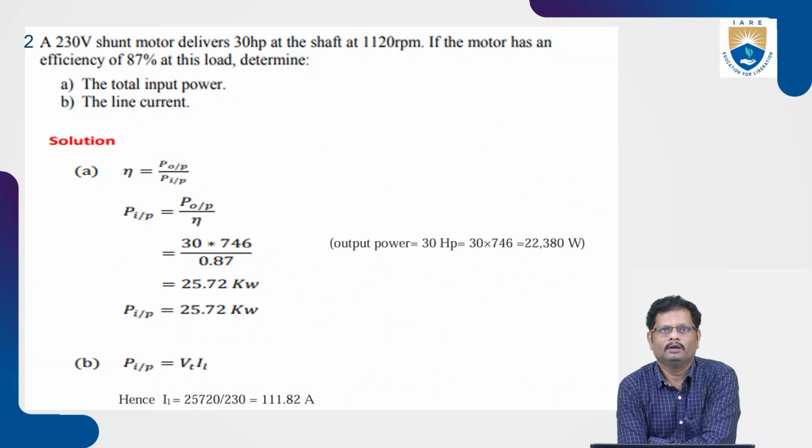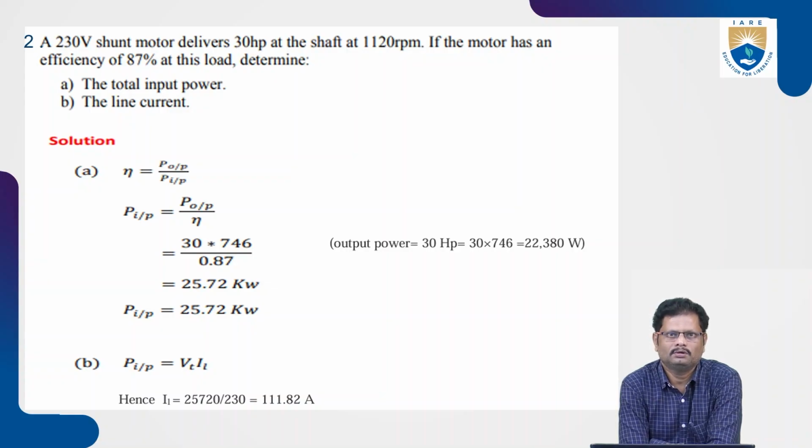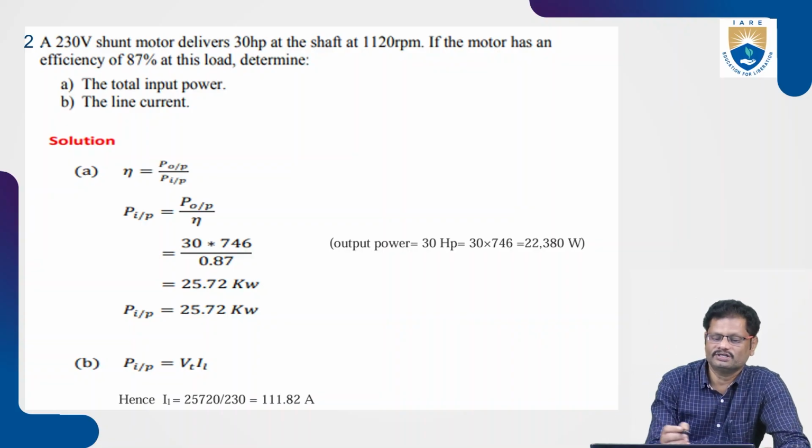Second problem. A 230 volt shunt motor delivers 30 HP at the shaft at 1120 RPM. If the motor has an efficiency of 87% at this load, determine the total input power and the total line current. So here given a 230 volt shunt motor delivering 30 HP at 1120 RPM, and the given efficiency is 87%.